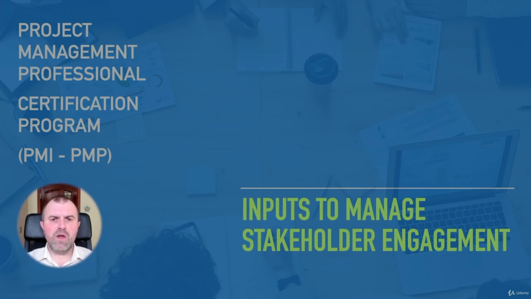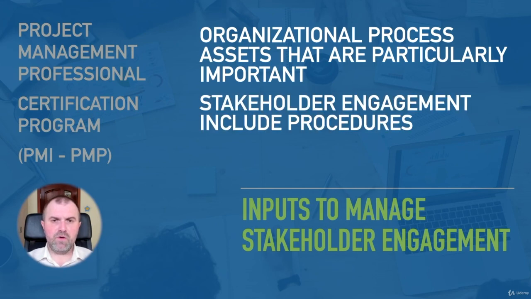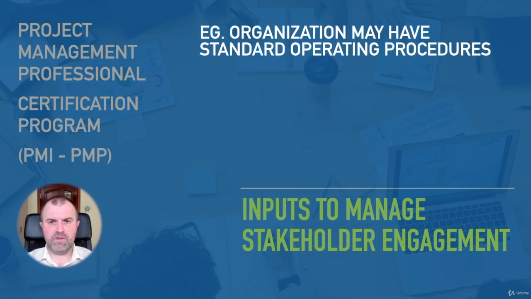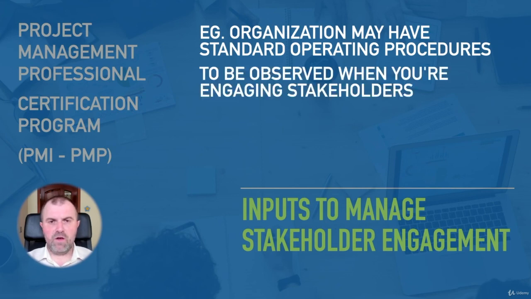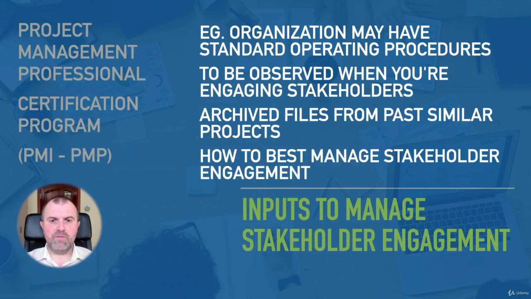Examples of organizational process assets that are particularly important for stakeholder engagement include procedures for controlling changes and managing issues. For example, your organization may have standard operating procedures for work processes. These need to be observed when you are engaging stakeholders. The archived files from past similar projects are also a good source of information for how to best manage stakeholder engagement on the current project.